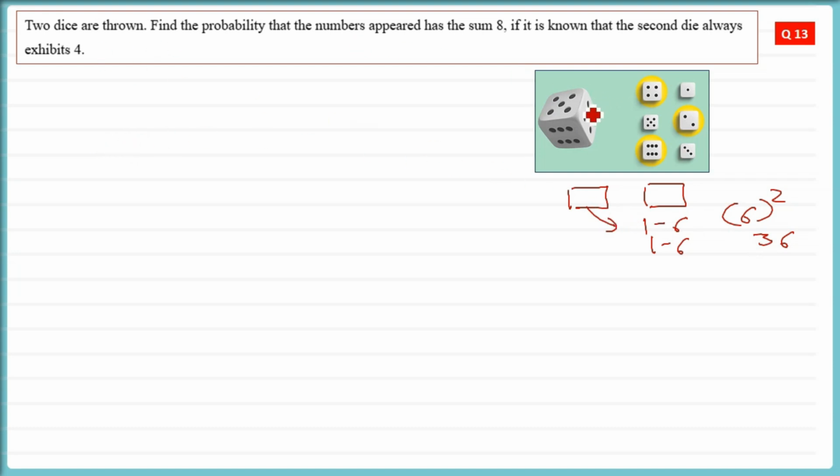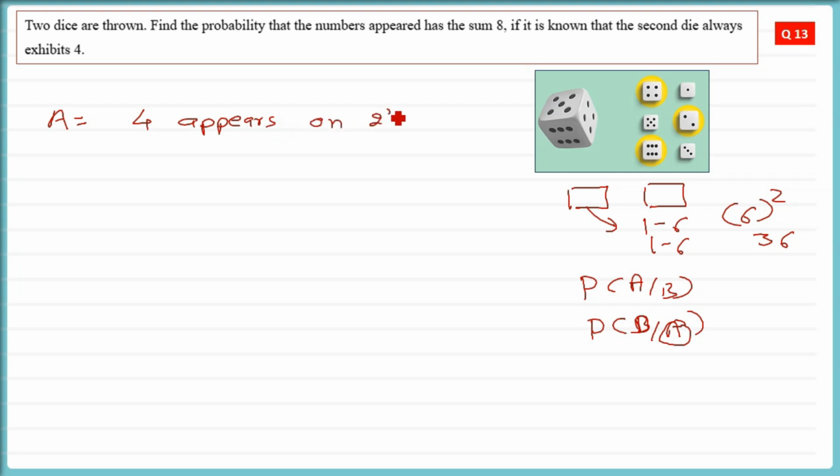Find the probability. Now probability is A by B. This time we'll do a reverse, to make you understand that both ways are okay if it is presented to you, or if you write like this. The probability which is below has already happened and the one above is to be found out. So A, we will mark as the event that 4 appears on the second die. The number appeared has the sum 8. Now this is what we need to find out.